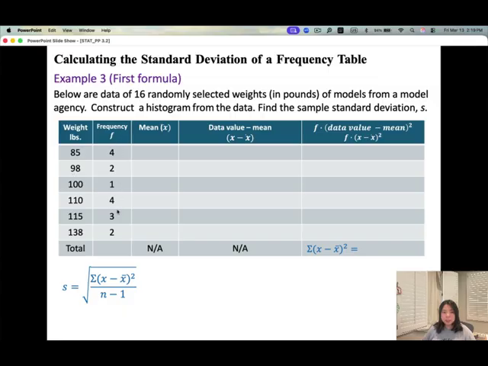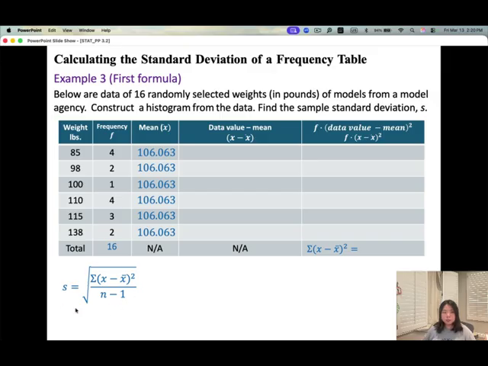First, I need you to calculate how many models there are. You could add it all up, or it's given already. Below are the data of 16 randomly selected weights, right? When you add it up, that will be equal to 60. And then we found the mean already. You could review the example from session 3.1.